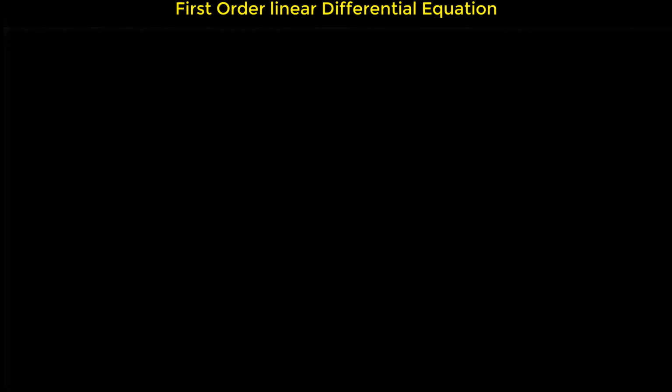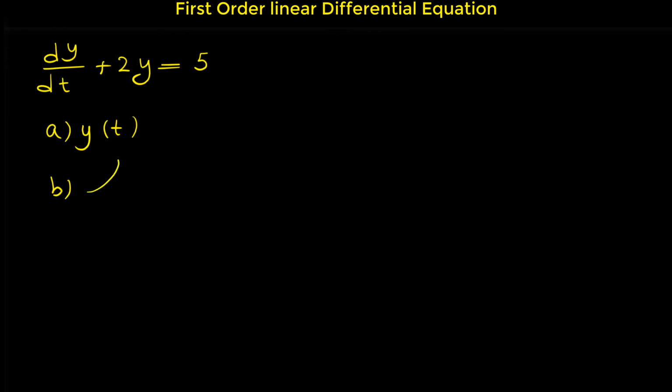In the next question, we are given this differential equation dy over dt plus 2y equals 5, and we are asked to find y of t, and also we have to find the limit of y of t as t approaches infinity. So first we have to solve this differential equation, and then in the next step we have to find the limit of the solution as t goes to infinity.